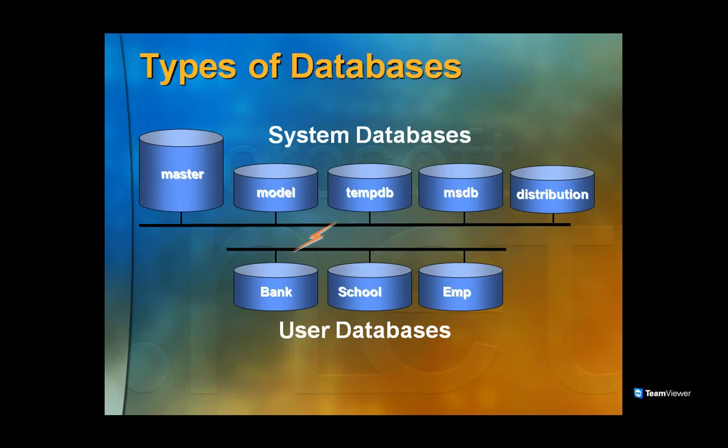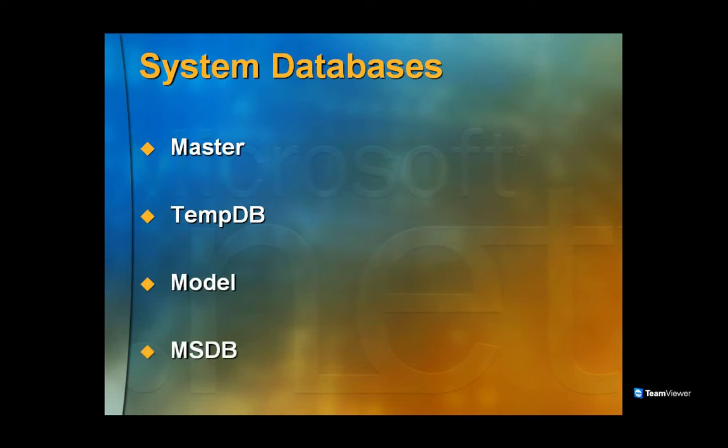The distribution database will not be available now. The distribution database will be available when you configure your computer for replication. Replication is a feature. When you configure your server for replication, then you're going to get one more database called distribution. But by default, when you install SQL Server 2005 or 2008 or 2012, you would be having master, model, TempDB, and MSDB. These four are called system databases: master, TempDB, model, MSDB. And as the name suggests, it is not for the user or the developer or the DBA to use. All of them will be used by the SQL Server.